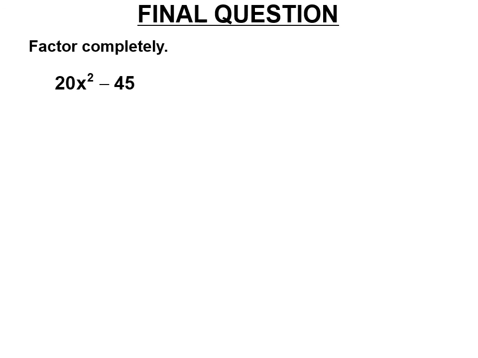Okay, final question. Factor completely. 20 and 45 both have 5, so 4x squared minus 9. Difference of perfect squares. 2x minus 3, 2x plus 3.